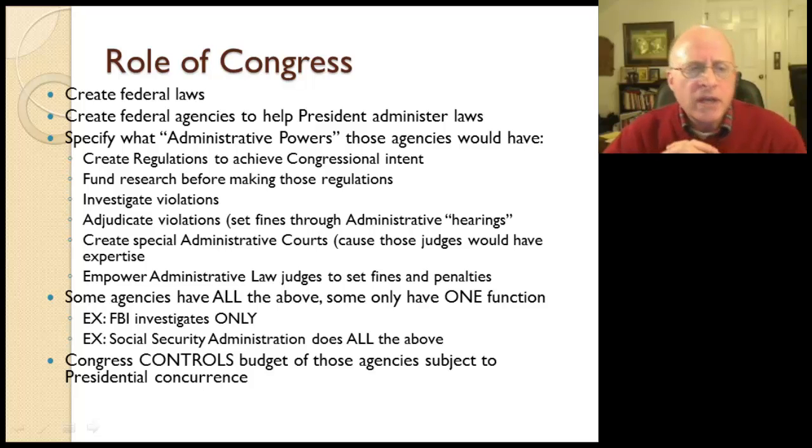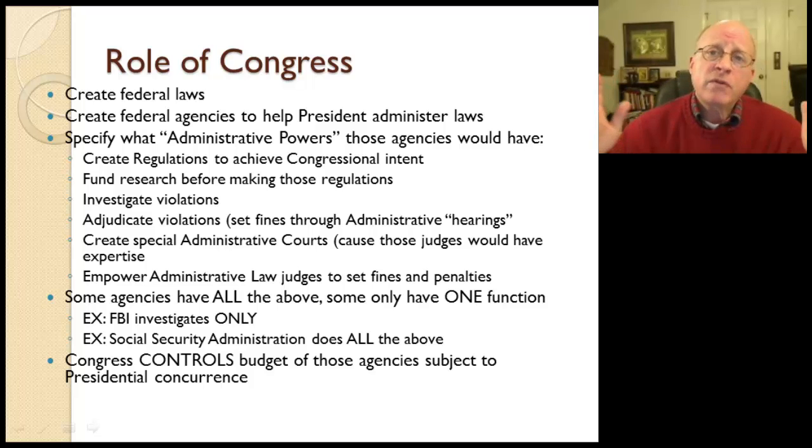Congress technically defines what administrative powers are given to each agency. And these are the list of the different powers. There's something called the Administrative Procedures Act that was passed after World War II, I believe, for the purpose of giving a common vocabulary to what these powers are and what they mean.